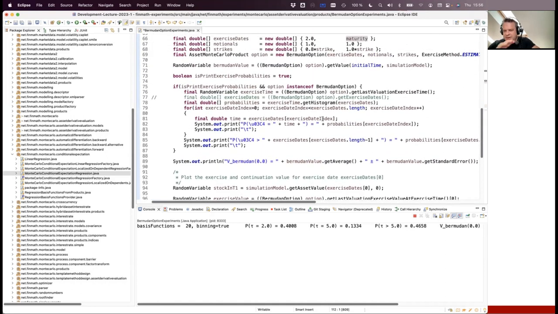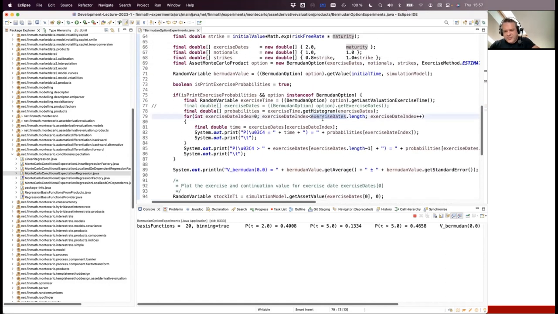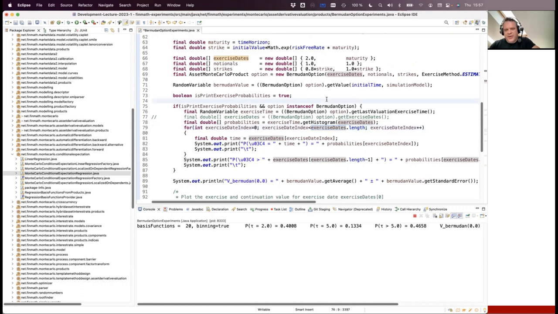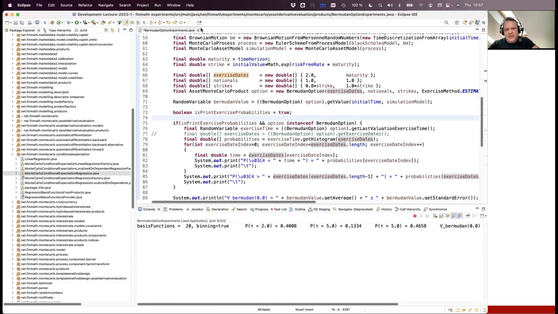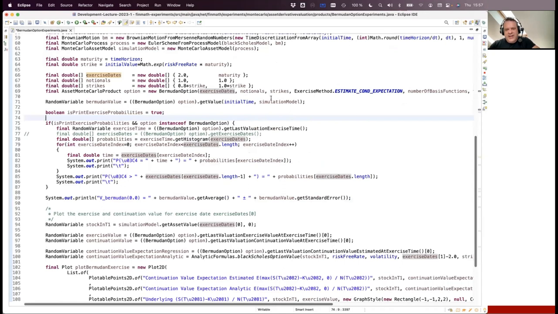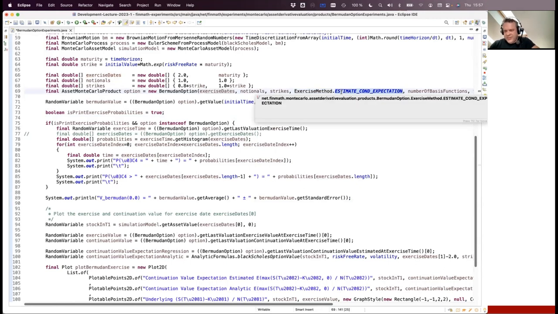So before we look at the plots, let's have a look at my Bermudan option. I initialize the Bermudan option here with the parameter estimate conditional expectation. So this is the regression method.